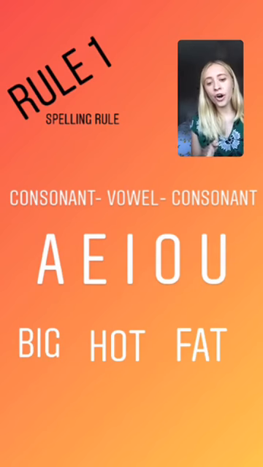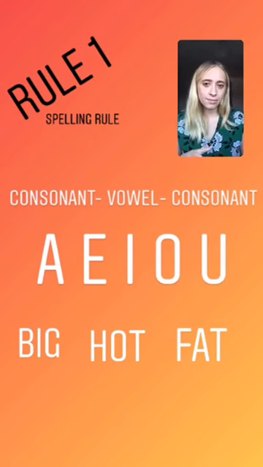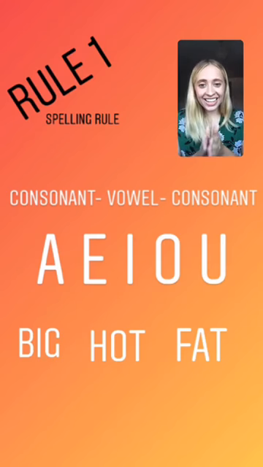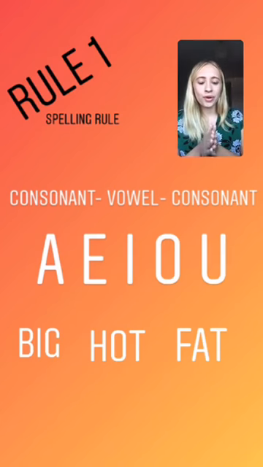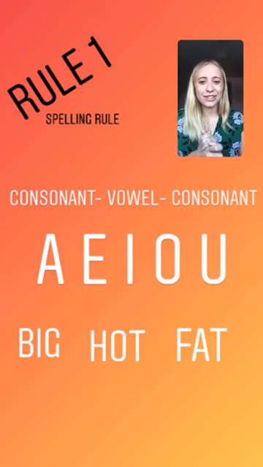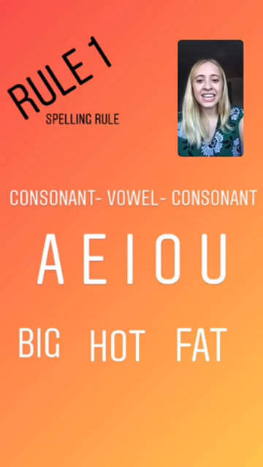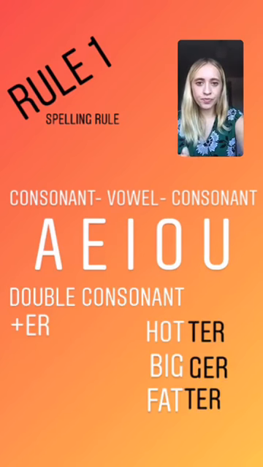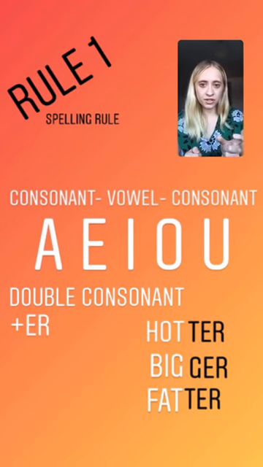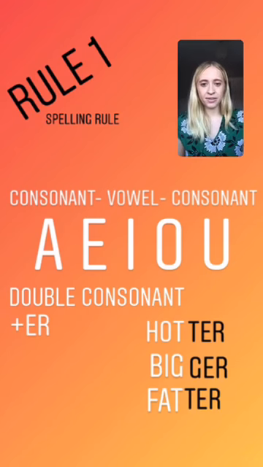So we have big, hot, and fat. These are all examples of a consonant, vowel, consonant. If we look at big, you have consonant, vowel, consonant. I is your vowel. The same with hot, consonant, vowel, consonant. O is your vowel. And fat, consonant, vowel, consonant. A is your vowel. So what do we do? It is very simple. For these words, we're going to double that final consonant and add ER. Double the final letter and add ER.